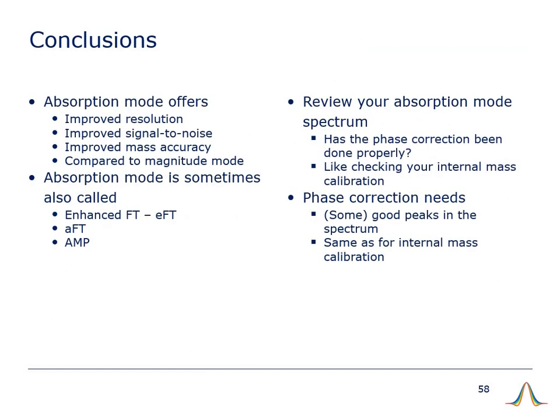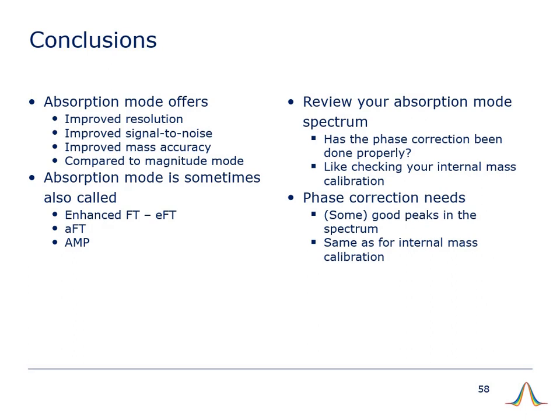Okay, you've made it all the way to the end. Absorption mode is another way of viewing FTMS data that offers improved resolution, improved signal to noise, and improved mass accuracy, meaning you'll be able to see more peaks in your spectra and be able to assign them more confidently. We plot absorption mode spectra by plotting the real coordinate of every point in the Fourier transform of the original ion transient. However, we need to correct for the systematic variation of phase angle across the mass range, otherwise our absorption mode spectrum might contain distorted peaks.